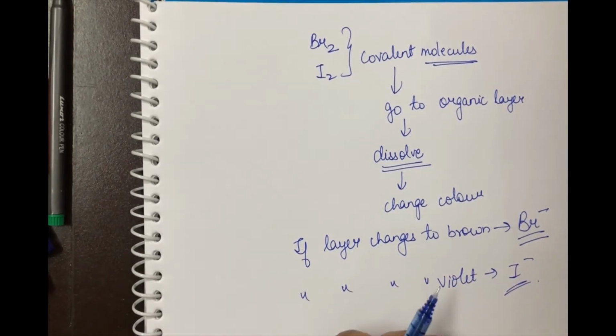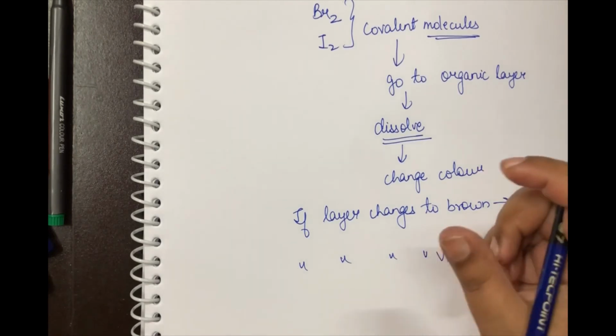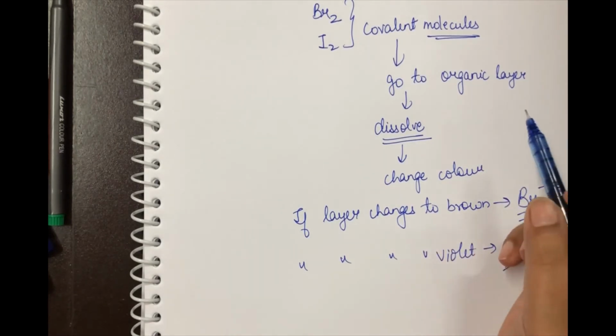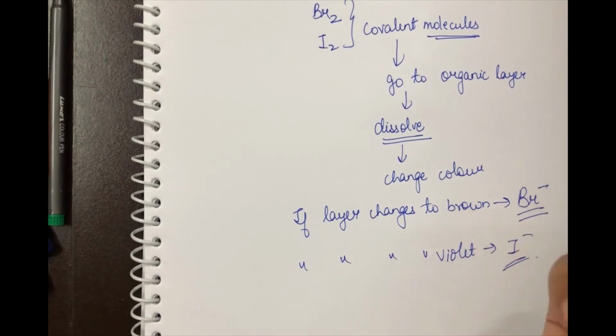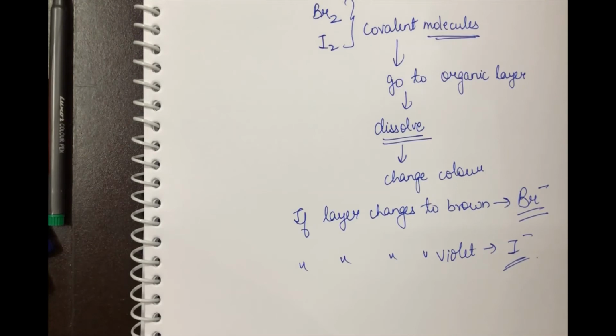So I'll repeat what you have to do. You have to take a test tube. You have to add your OS to it, that means salt and water, and then you will add your organic compound layer. And you will add an oxidizing agent, which can be your nitric acid or chlorine water, and you just have to shake it vigorously. The moment you shake it, the covalent molecules will get dissolved in the organic layer, and the color of the organic layer will change and tell you which anion it is.